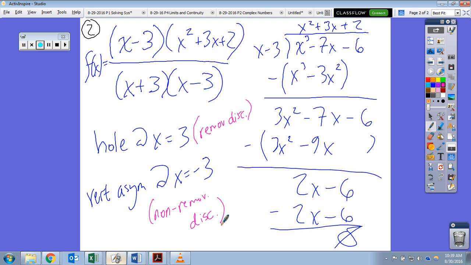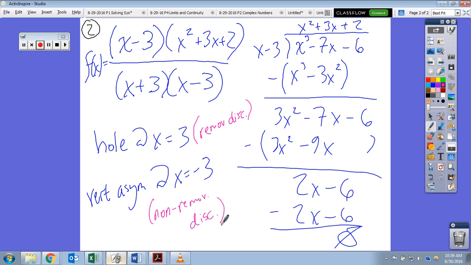So I understand. The hole is at x equals 3. How do we know the vertical asymptote is negative 3? Because this x plus 3 does not simplify with another factor that is exactly x plus 3. So whatever is left on the denominator when dealing with these removable factors is our vertical asymptote. Yeah, exactly. Or there can be more than one.